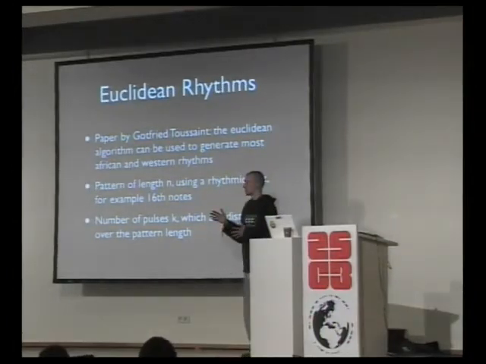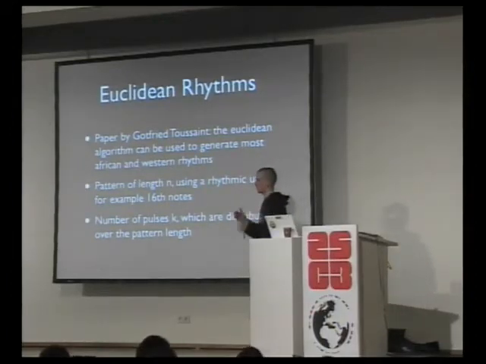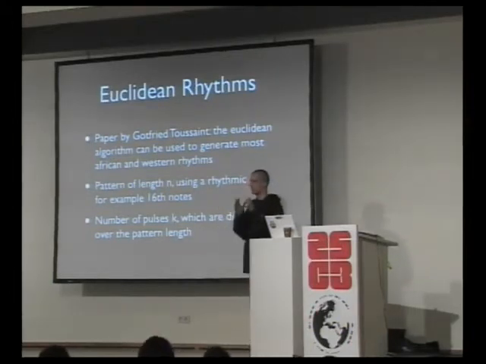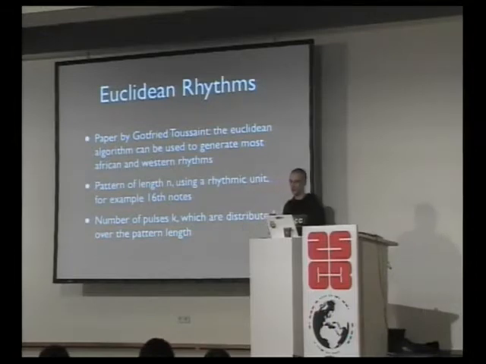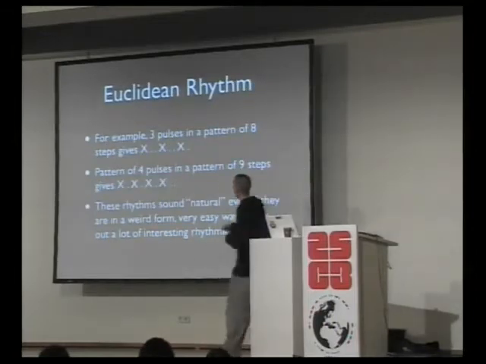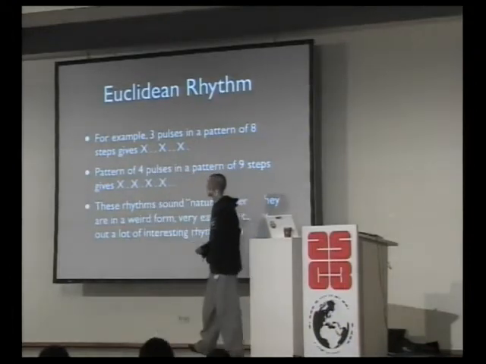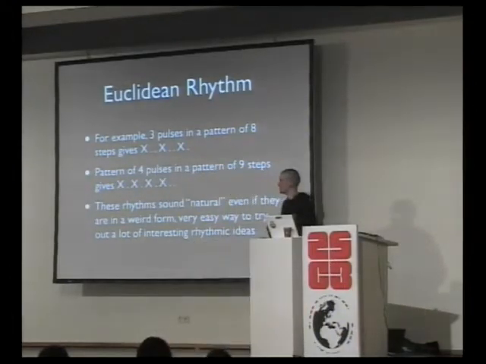And you take a number of pulses, k, which is smaller than n, and you distribute these pulses over the pattern so that it's the most regular kind of way. So for example, you could take 3 hits and distribute it over 8 pulses, and it's going to give a pattern which sounds like this. So it sounds like all kind of dancehall music.